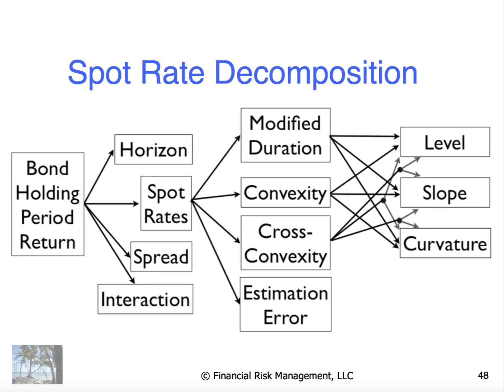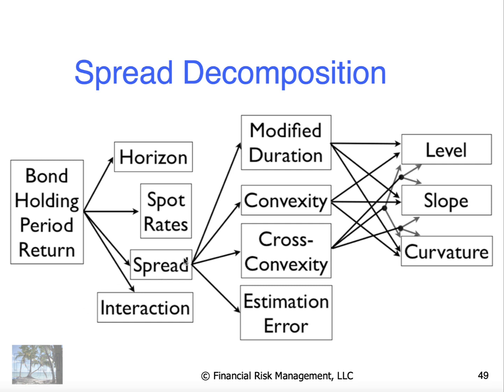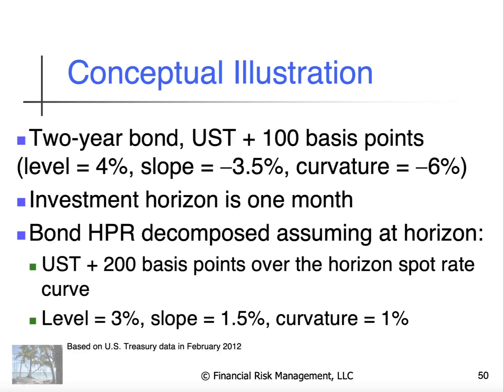The spread component, if you'll notice, is nearly identical, except we're going to do the same analysis on the spread. You can think of the spread as the credit spread, or the spread over some base curve. So if I'm managing a portfolio of double B bonds, then I've got a credit spread over the spot rate curve, and that's going to be what I'm going to focus on.